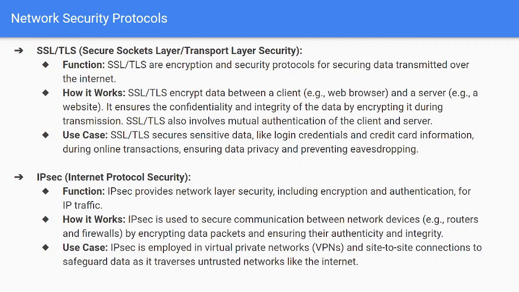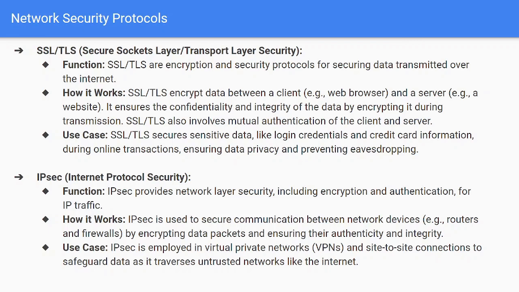So security protocols, we have SSL/TLS, which is Secure Sockets Layer and Transport Layer Security. So SSL and TLS are encryption and security protocols for securing data transmission over the internet. How does it work? They encrypt data between a client, which is a web browser, and a server, which is a website. They ensure the confidentiality and integrity of data by encrypting it during transmission.